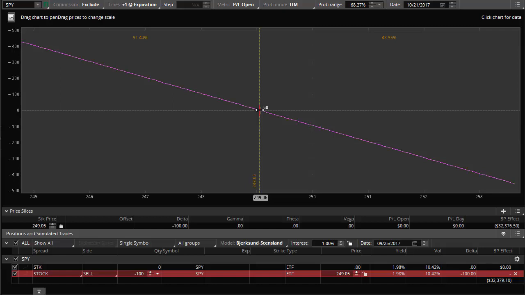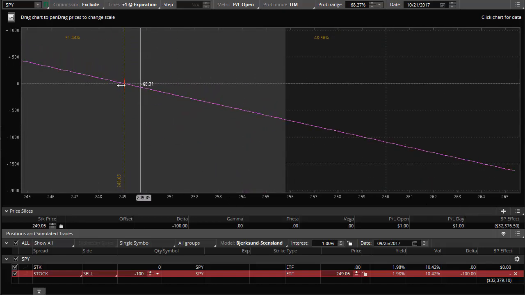We have a delta of 100 because if the S&P were to pull back $1, we would make about $100, or we would be up $100. And again, if the market were to rally up $1, we would lose about $100. So this is the price, this is how much we make, and this is our profit and loss right now. So this purple line, and now I'm going to zoom over a little bit.